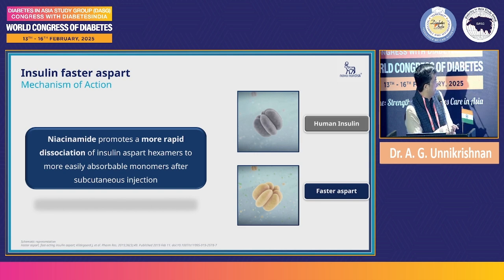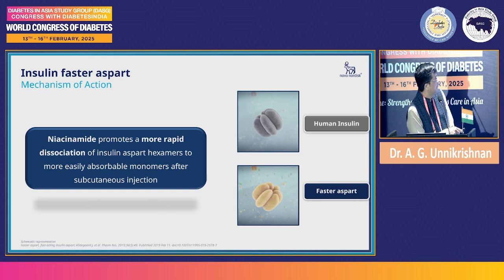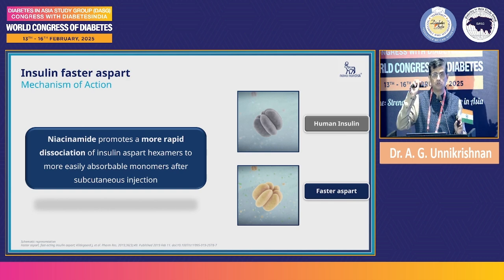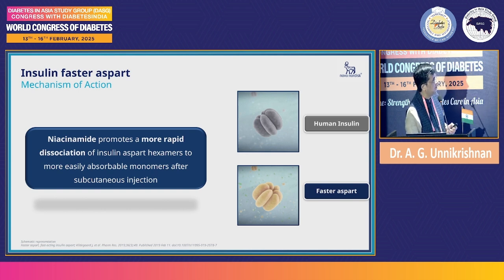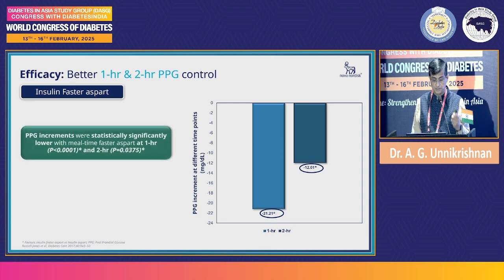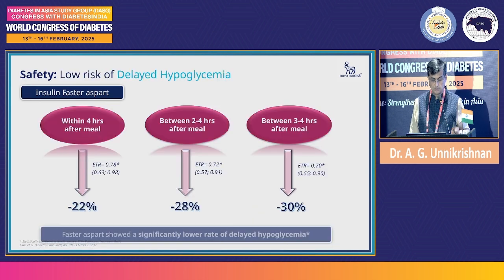Many people ask me, why is niacinamide added to insulin to make it fast? Well, the reason why niacinamide is added is only because it causes a more rapid dissociation of aspart hexamers to rapidly absorbable monomers, so that the subcutaneous injection depot is quickly absorbed. And that is the reason you have a different insulin. And you can see many people think that faster acting aspart only controls the 1-hour glucose, but it also controls the 1-hour and the 2-hour, and it is superior to other insulins.